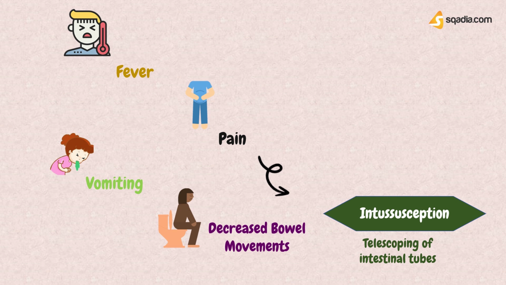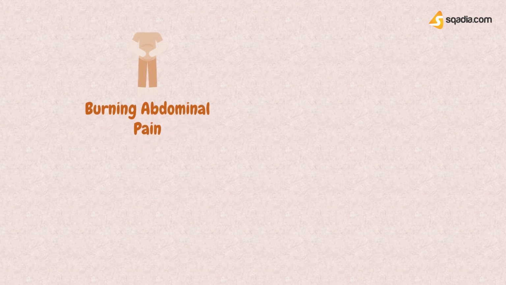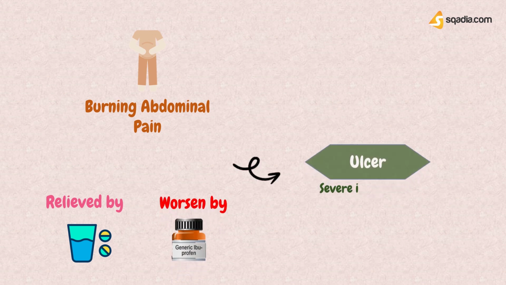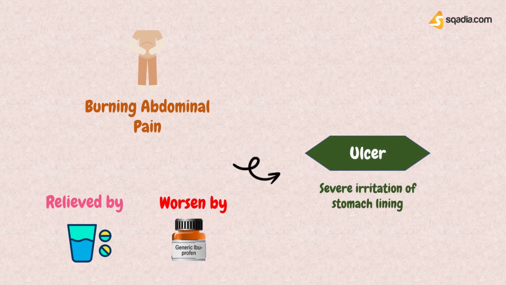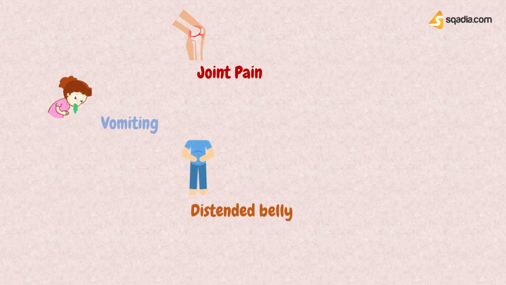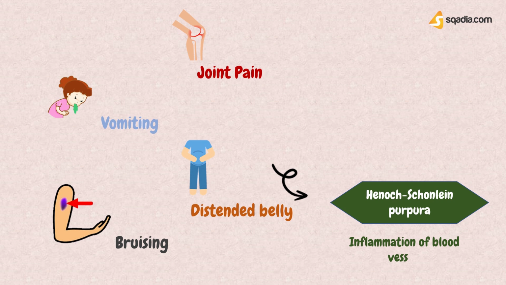Now, if the patient shows symptoms like burning upper abdominal pain, that is worse when lying down, which is relieved by antacids, but worsened by taking ibuprofen, then this might give you an indication that patient has ulcer. Well, ulcer means severe irritation of the stomach lining. Now, if the child shows symptoms like joint pain, vomiting, distended belly, and sometimes bruising, then this might give you an indication that patient has Henoch-Schönlein purpura. Well, this is inflammation of blood vessels, which often follows respiratory infections.